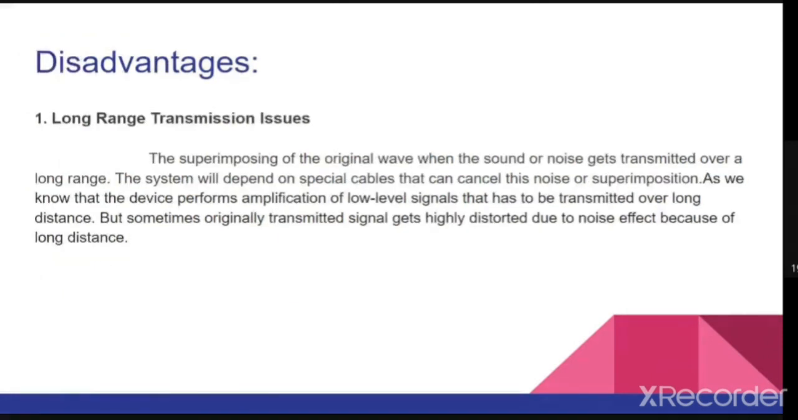Now the disadvantages. The biggest and perhaps the only concern with the instrumentation amplifier is superimposing of the original wave when the sound or noise gets transmitted over a long range. The system will depend on special cables that can cancel this noise or superimposition.